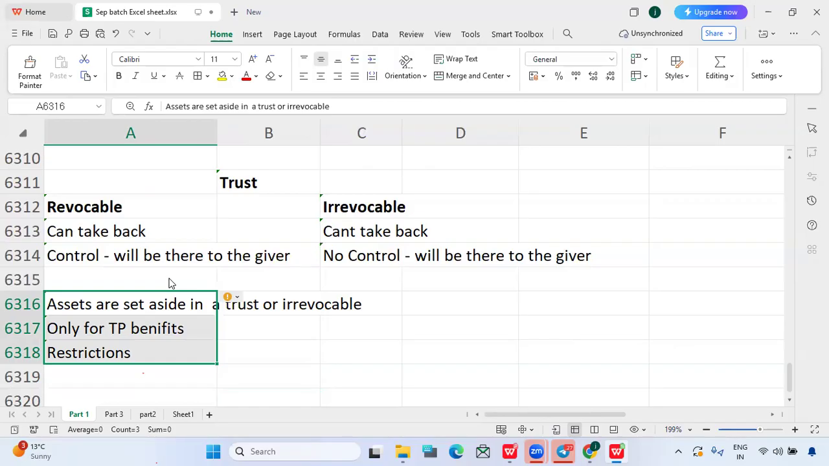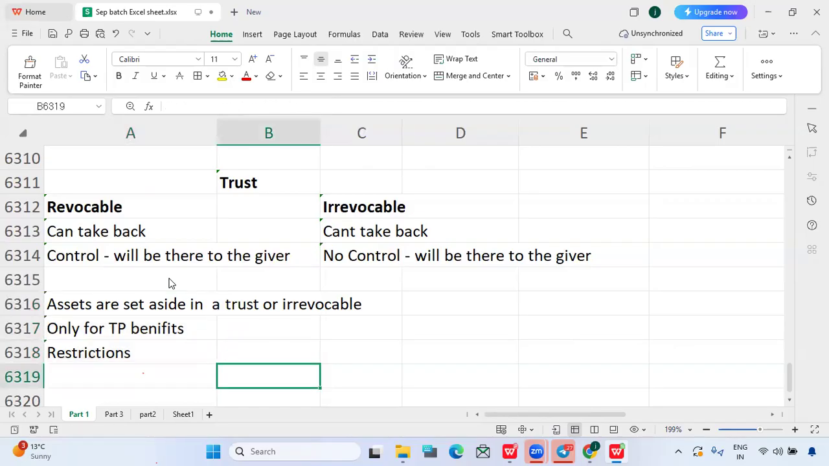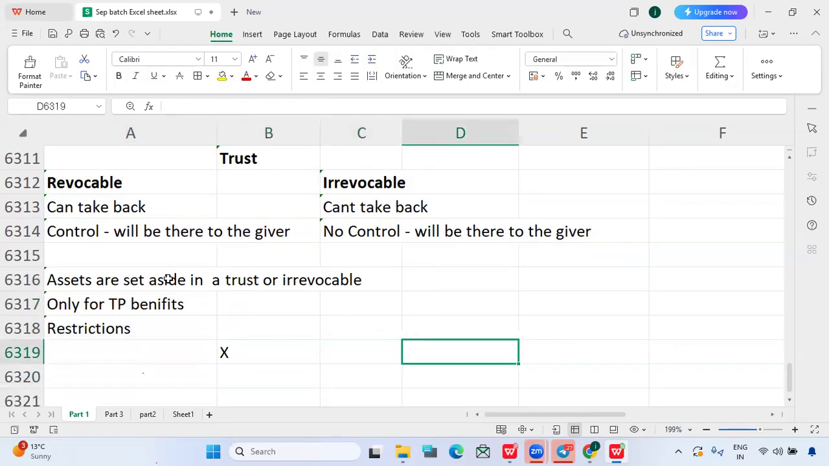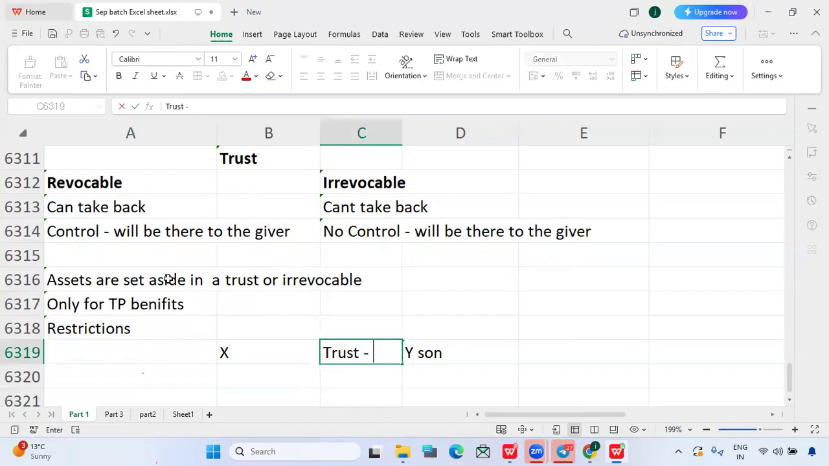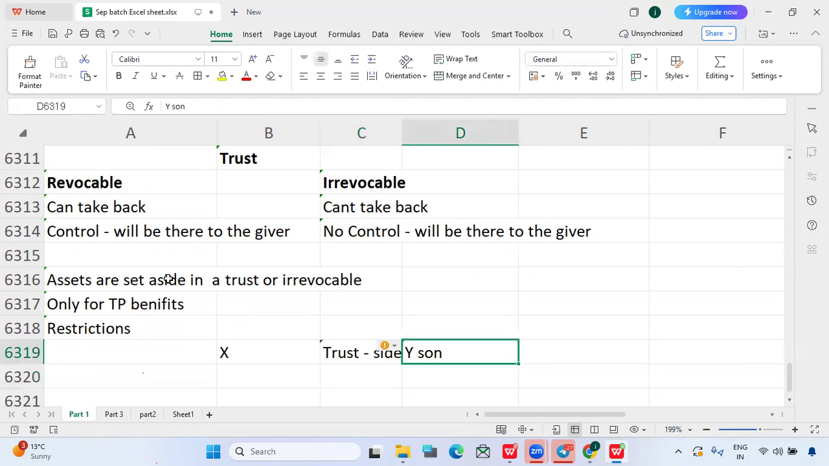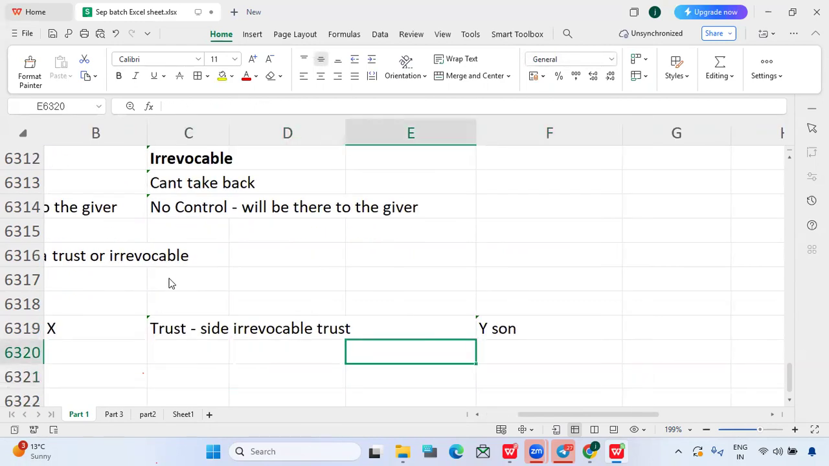because we set aside money permanently and we cannot take it back. Let's say we have taxpayer Mr. X and Y, who is a son. X has created a trust and set aside money for him, which is revocable or irrevocable? We have an irrevocable trust. He has created an irrevocable trust, and now his age is 17 years.